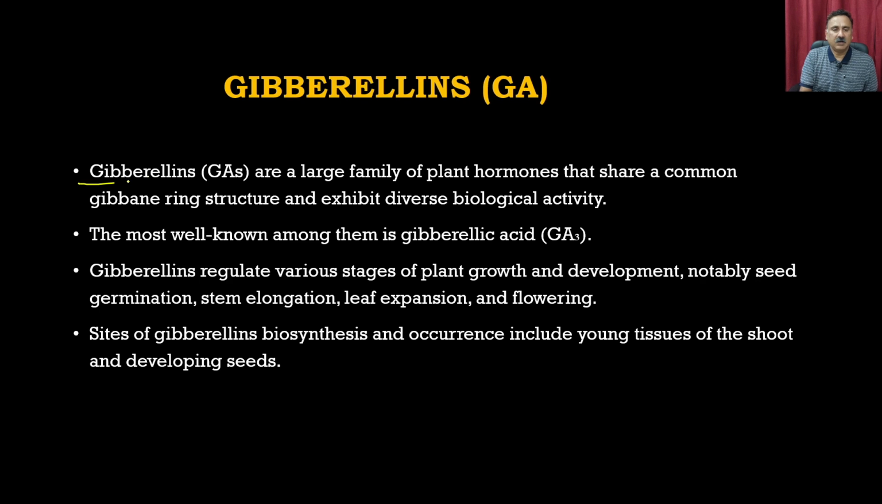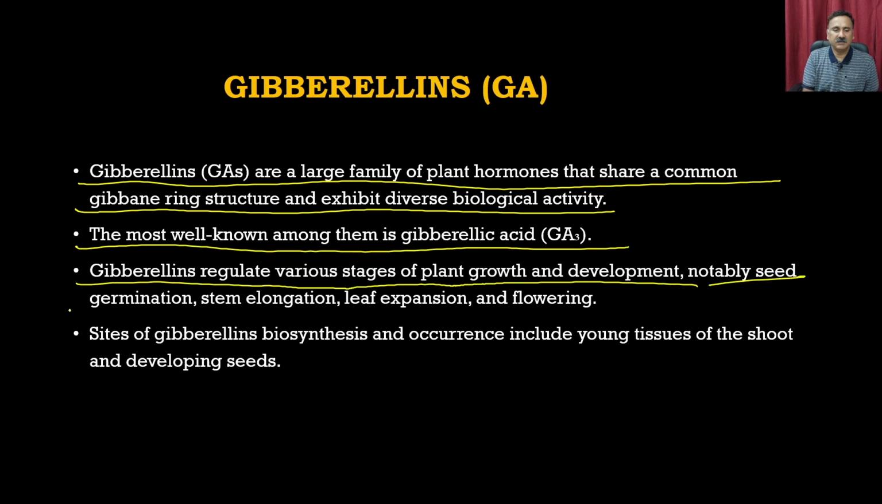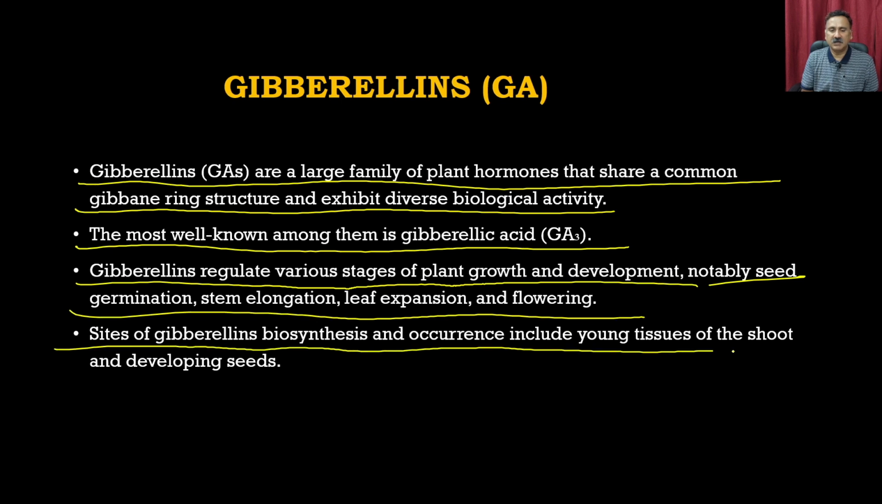Gibberellins are a large family of plant hormones that share a common ent-gibberellane ring and exhibit diverse biological activities. The most well known among them is gibberellic acid. Gibberellins regulate various stages of plant growth and development, notably seed germination, stem elongation, leaf expansion, and flowering. Sites of gibberellin biosynthesis and occurrence include the young tissue of the shoot and developing seeds.